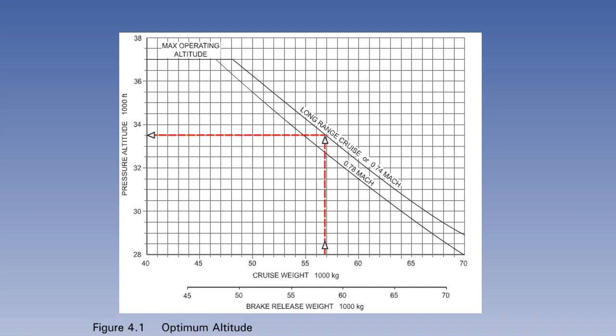Figure 4.1 allows us to determine the optimum cruise altitude to give the best fuel economy. Enter the graph with either the brake release weight, which is the weight of the aircraft at the start of the takeoff run, or with the weight at the start of the cruise. Go vertically up to intercept the cruise profile of either 0.78 Mach or 0.74 Mach. From the intersection, go left to read off the optimum altitude at the left of the graph.